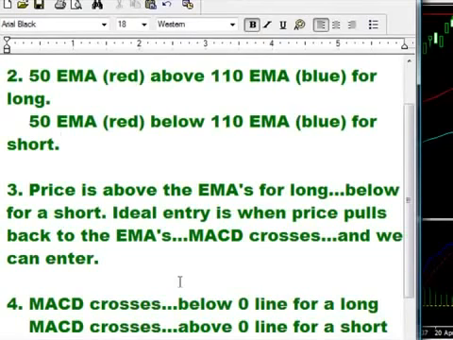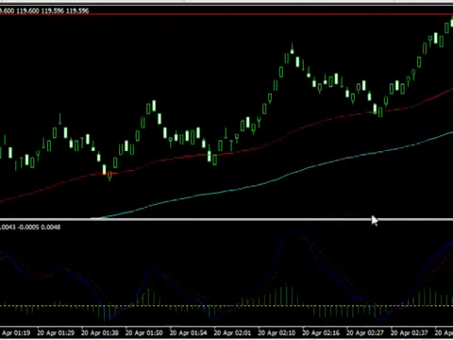And I'll show you a bunch of examples here. And the last rule is the MACD: when they cross, it has to be below the zero line for a long and above the zero line for a short. And we'll go through those examples now.